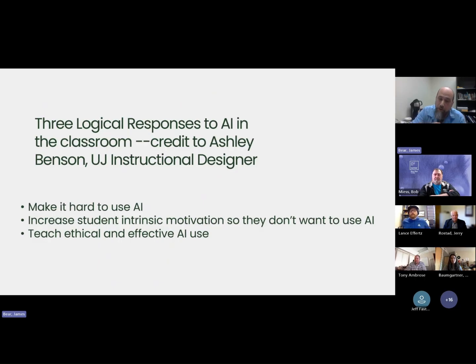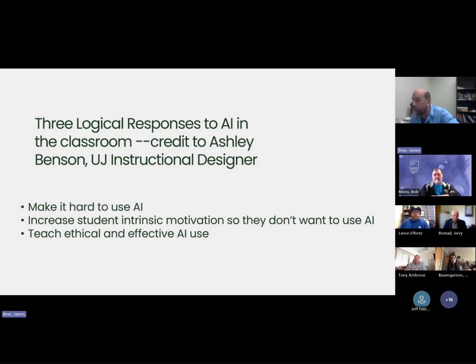Ashley came up with this, and she gave one of our presentations as part of the task force, talking to teachers about what we can do. Really, we come to three places when we're looking at using AI. One, we can just make it hard for students to use AI, right? Or we can try. That gets harder all the time because it gets easier for students to work around everything.